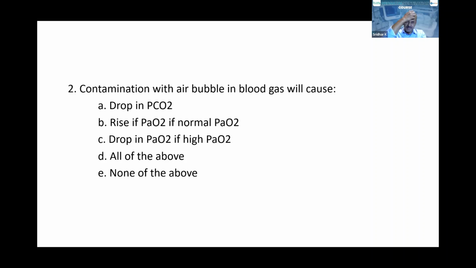Basically, room air has a PaO2 of 150. If you are mixing in air, the oxygen content is 150. So if you have a normal PaO2, it will make it higher, coming closer to 150 with the air bubble contamination. If you have a high PaO2, it will drop. And of course, the carbon dioxide in the atmosphere is only 0.03%, very low, while the blood gas has 30 to 40. So when you mix this, it will drop quite significantly. The most important effect will be on the carbon dioxide, but the other two are also correct. So the answer here is all of the above.